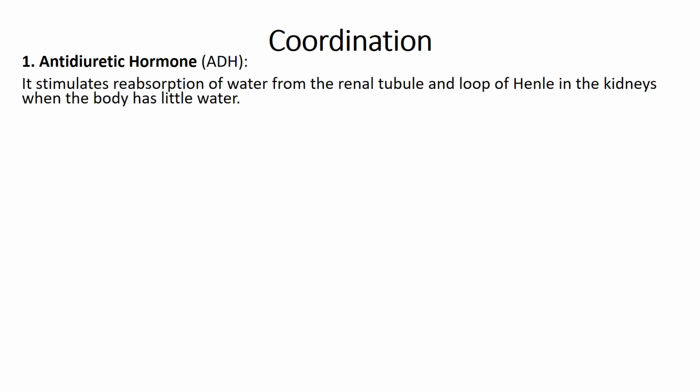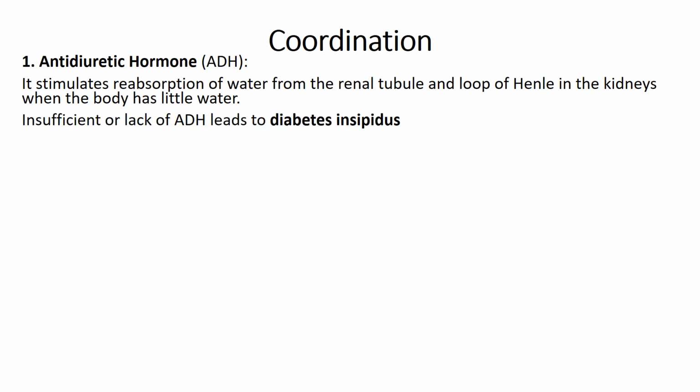So ADH stimulates reabsorption of water from the renal tubule and loop of Henle in the kidneys when the body has little water. Okay, so this makes sure that the amount of water in the body is appropriate. It's not too much, it's not too low. So that's what the antidiuretic hormone does.